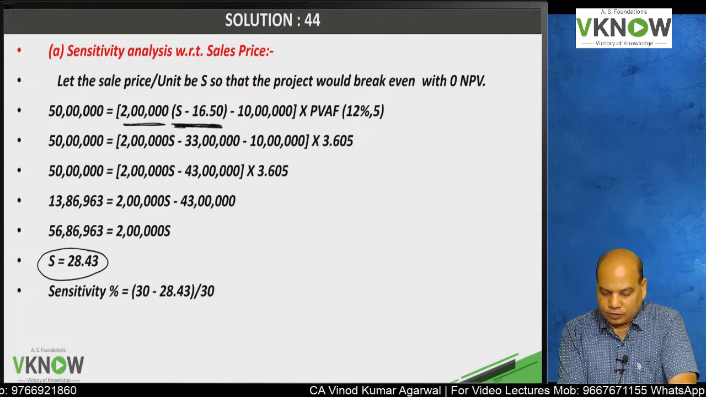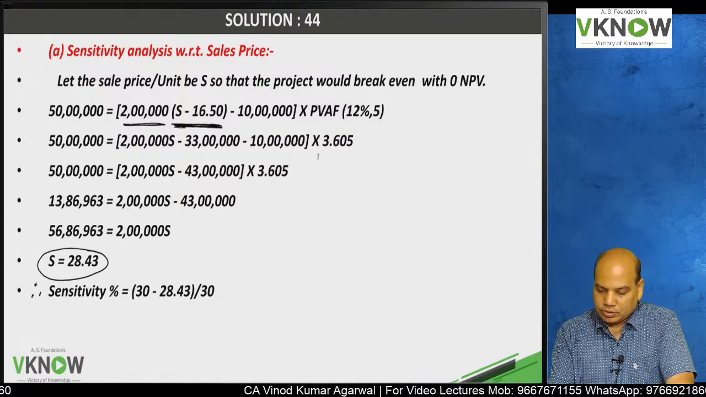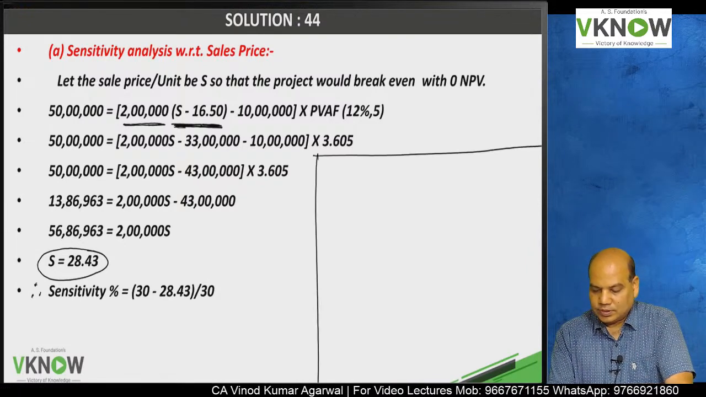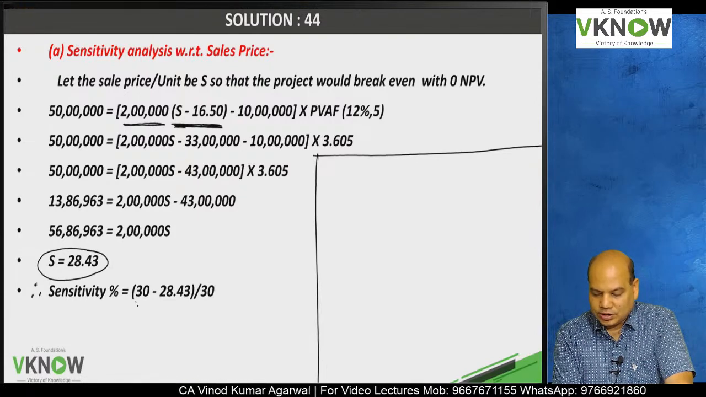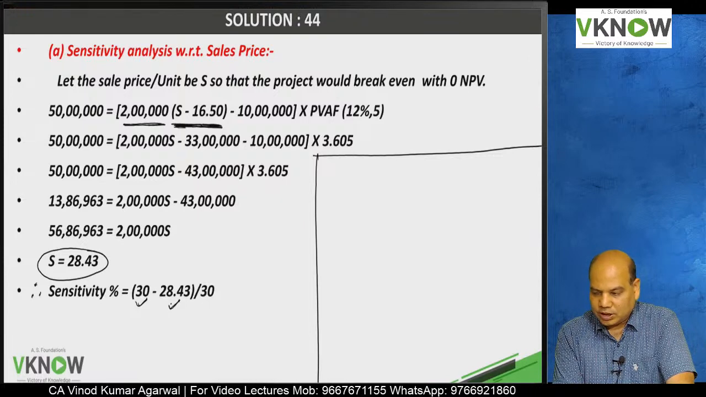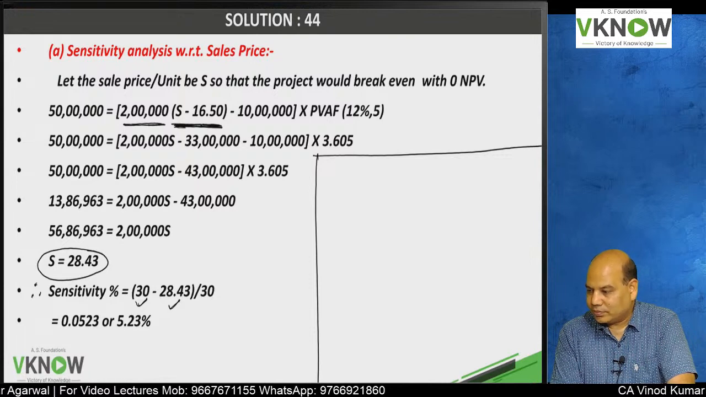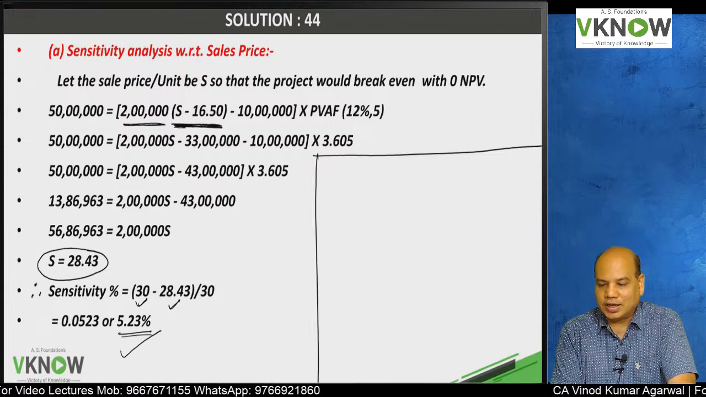28.43. Therefore, sensitivity percentage is original estimated selling price 30 minus break-even price, the price at which NPV is 0, 28.43. So this is my margin of safety, divided by 30. Answer in percentage now. Is it 5.23%? Please quickly. Yes, 5.23 is right.